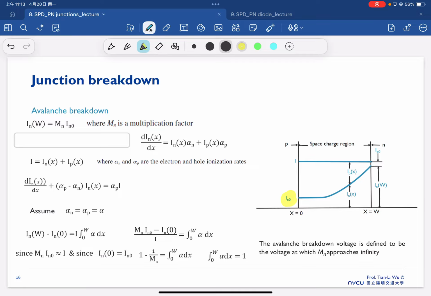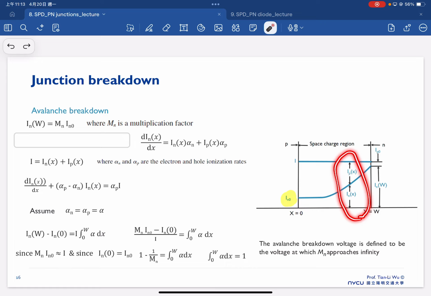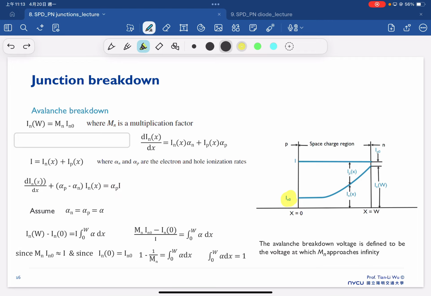But then, due to this avalanche process, we will start to generate lots of electron-hole pairs. So in the end, the current at the end of the depletion width must be several times larger than the initial one. Therefore, we define a parameter called Mn, where Mn is a multiplication factor to describe the overall phenomenon due to this avalanche.